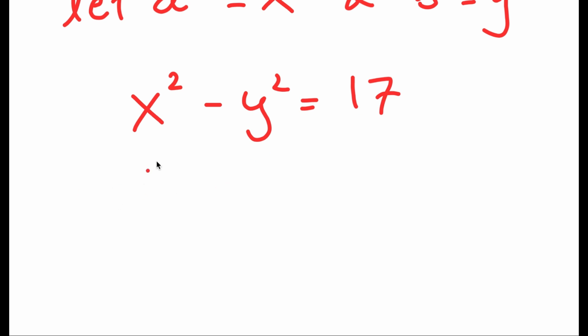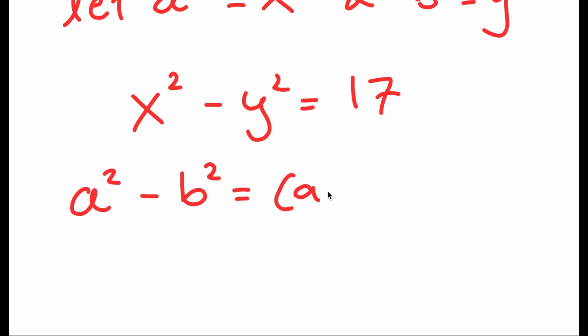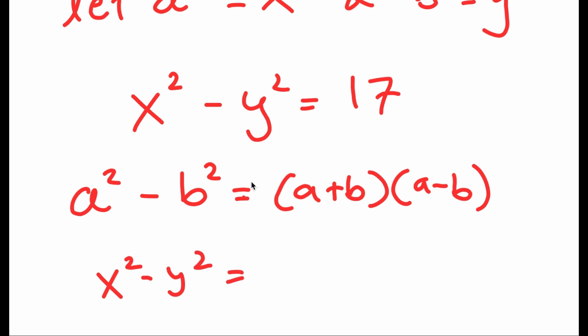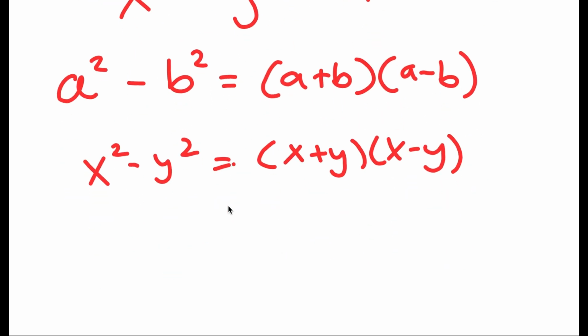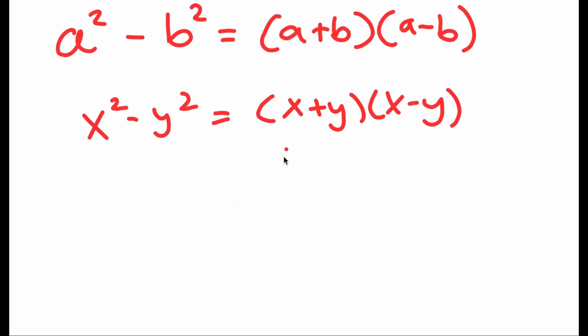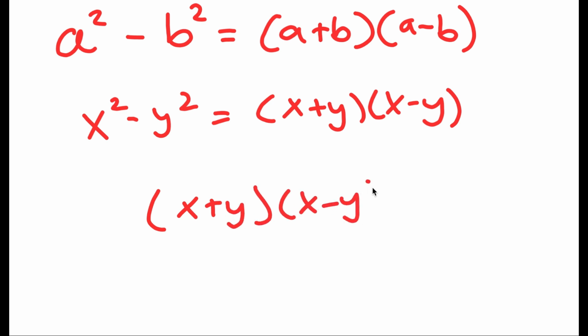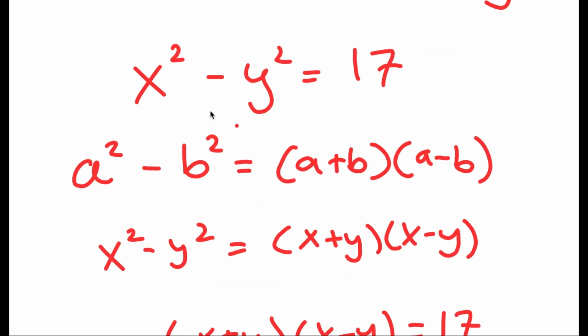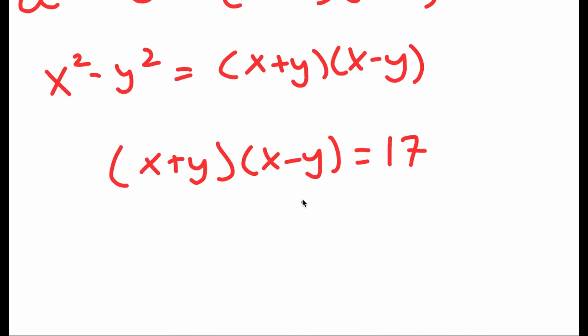So now from here, an important property of algebra is that if I have something in the form a squared minus b squared, this is equal to a plus b times a minus b. So in this case, x squared minus y squared is going to equal x plus y times x minus y. So now I have x plus y times x minus y is equal to 17 because I converted x squared minus y squared to x plus y times x minus y.